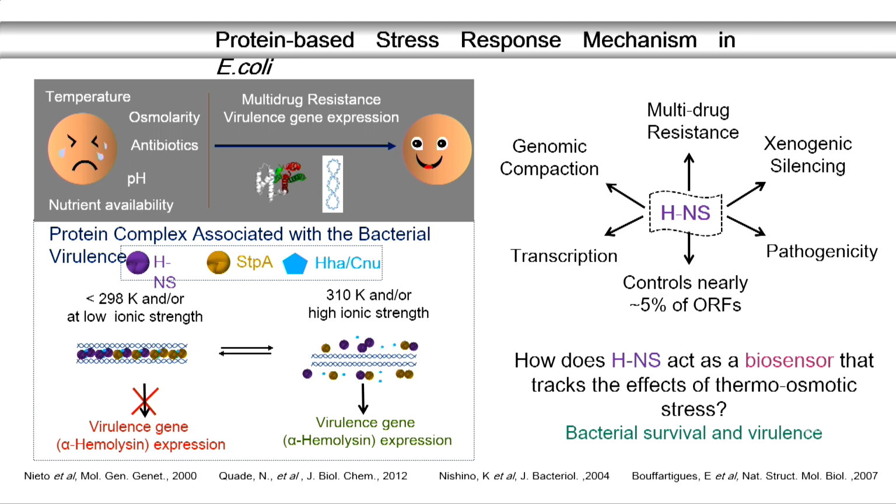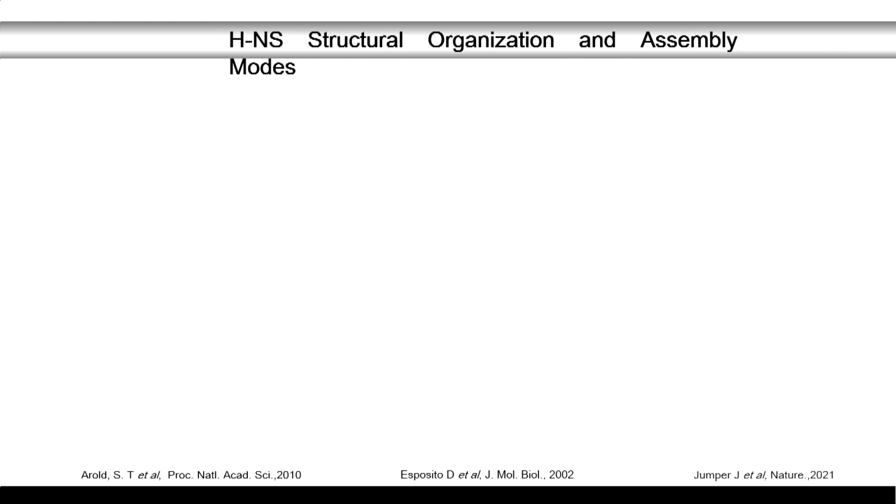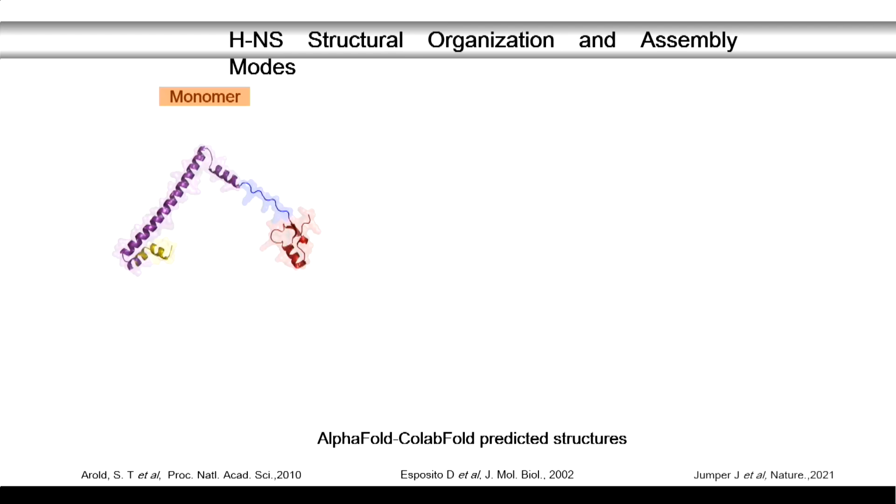So what we're interested in is how HNS acts as a biosensor and hence can be implicated in bacterial survival and virulence. Of course, this is a system that has not been worked on in great detail, which means if you can come up with a drug molecule that acts against this particular system, which is not very well studied, you can have a novel class of antibiotics, right? What I'm going to talk about in this section is the structural organization and assembly modes of HNS.